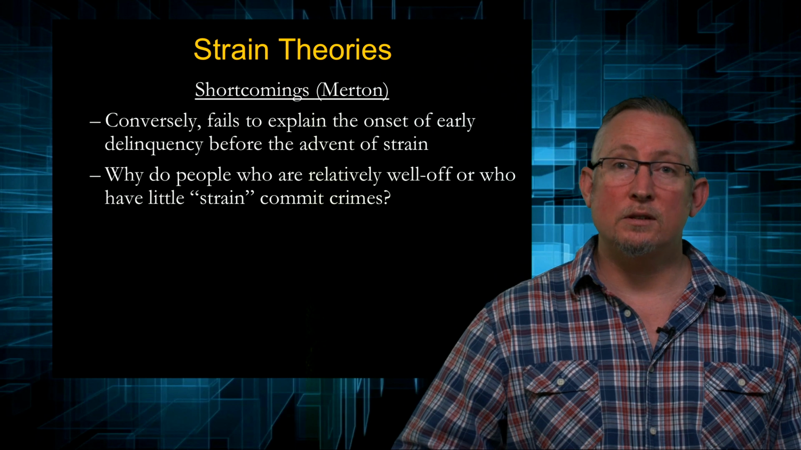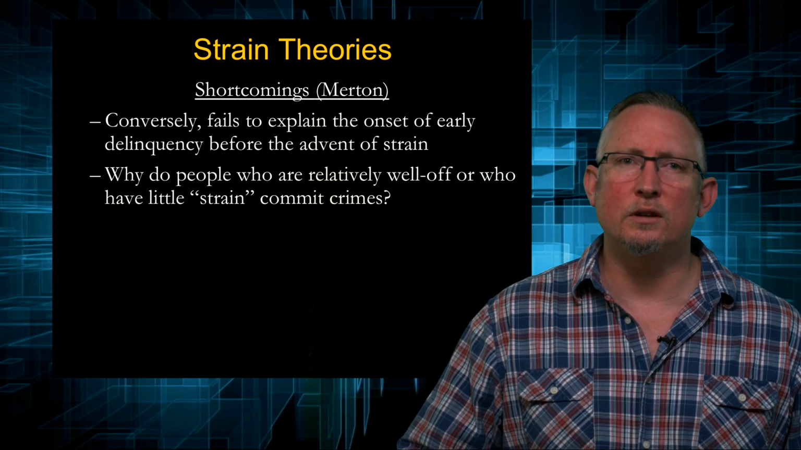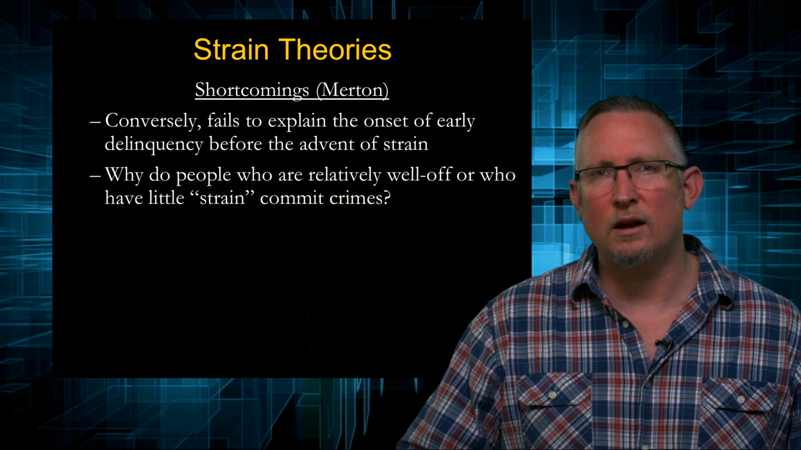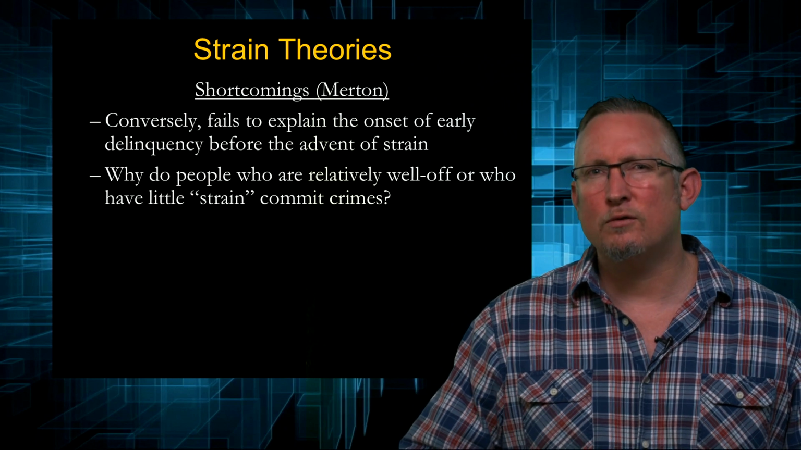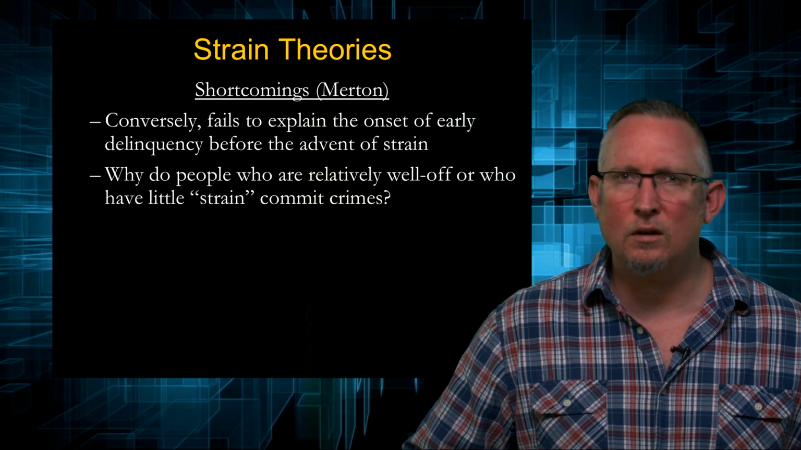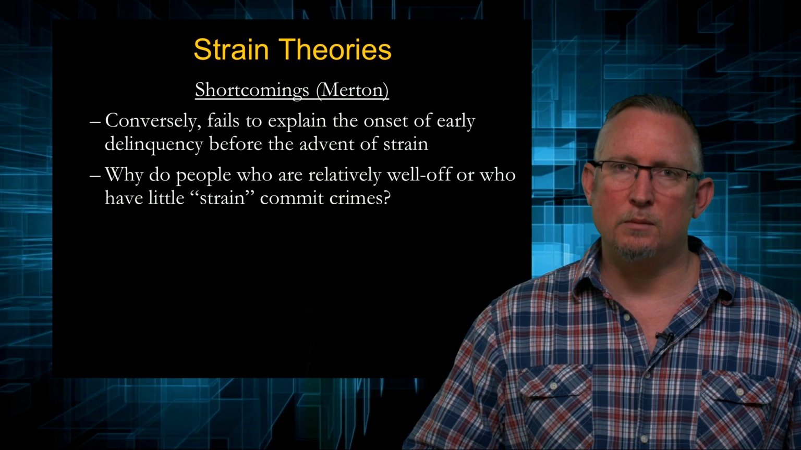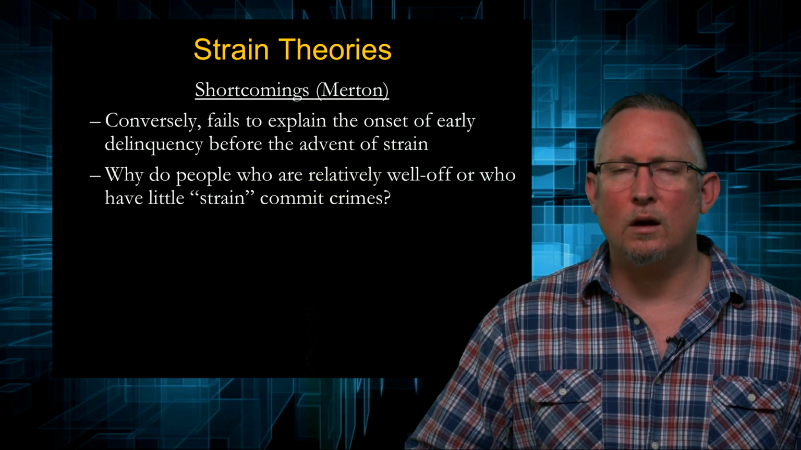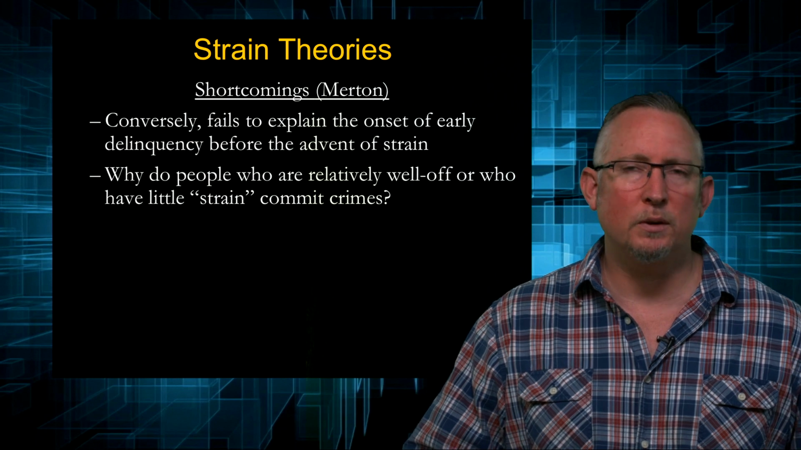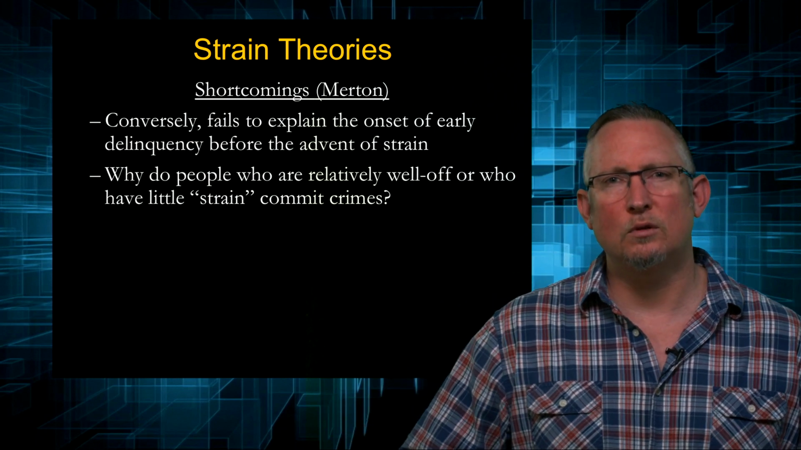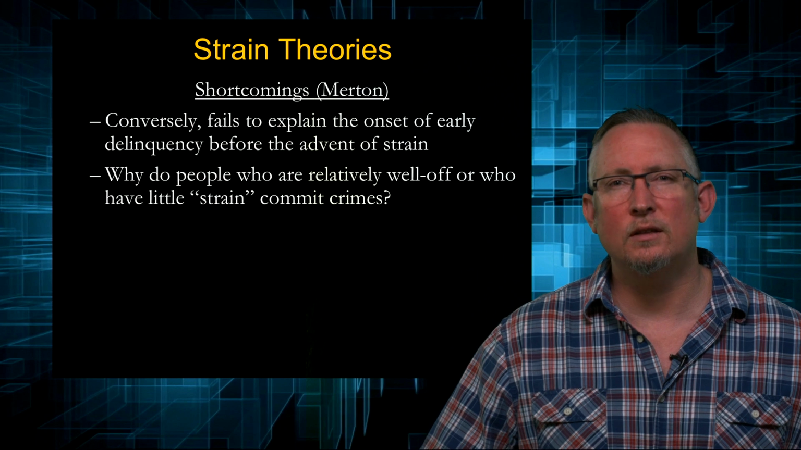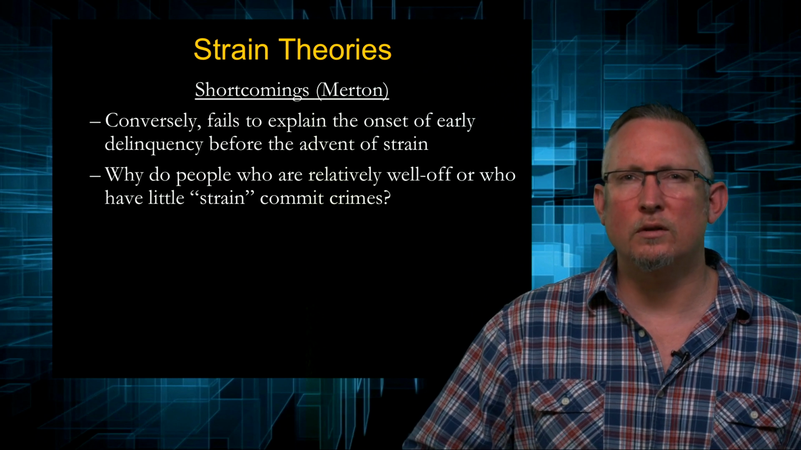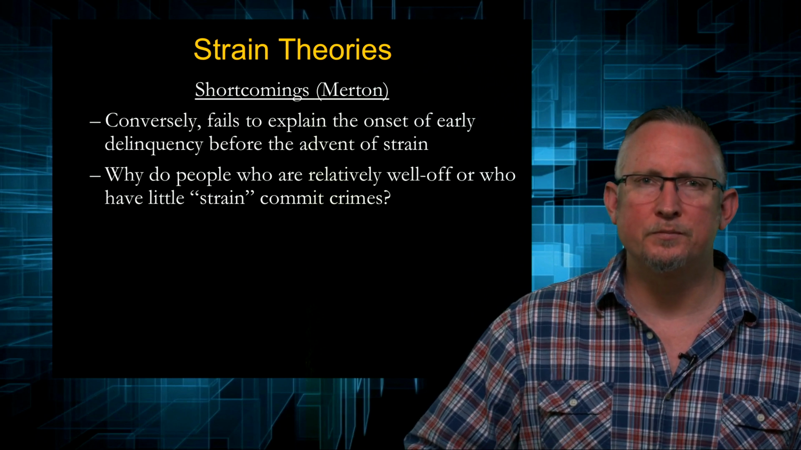Or, following on this, it fails to explain the onset of early delinquency before the advent of strain. Why do 12 or 13 or 14-year-old boys in particular involve themselves, not many, but some, in serious criminal offending when they would have, all things being equal, certainly lower amounts of strain than they would later in the life course?